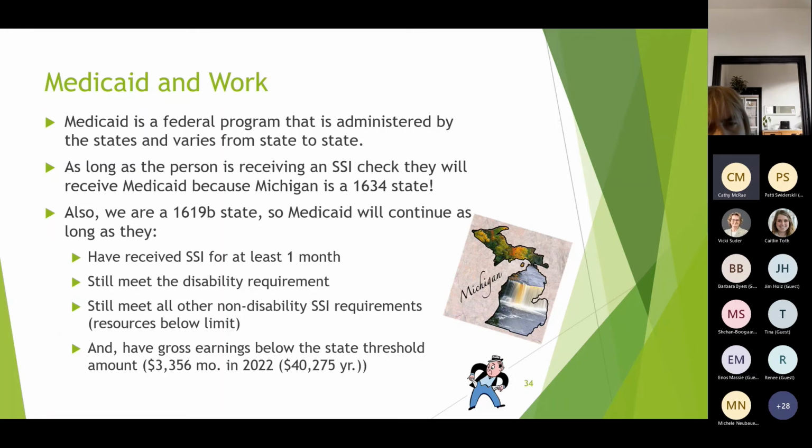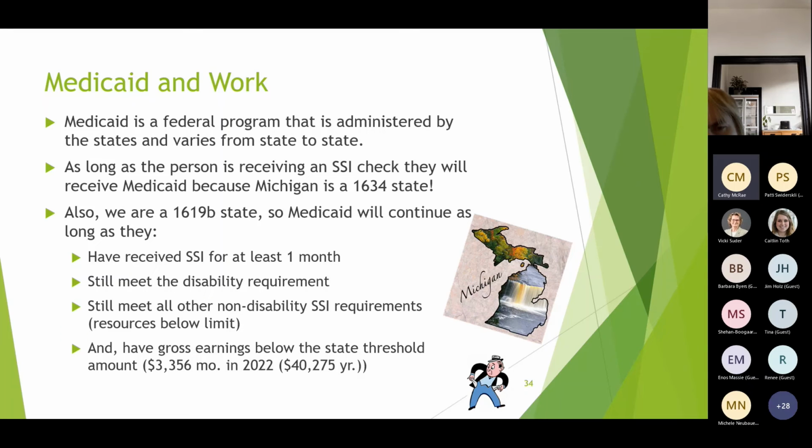Medicaid is a federal program that's administered by the states. It is different in every single state in the union. In Michigan, as long as you are receiving an SSI check, you will be receiving Medicaid. We are also what's called a 1619B state. So in Michigan, Medicaid will continue as long as you've received at least 1 month of SSI.